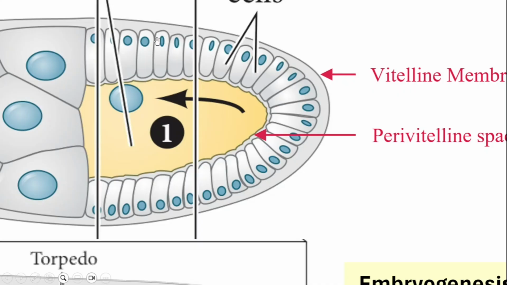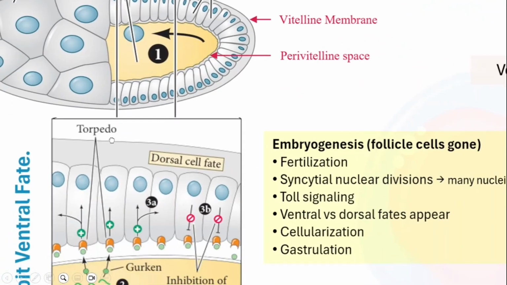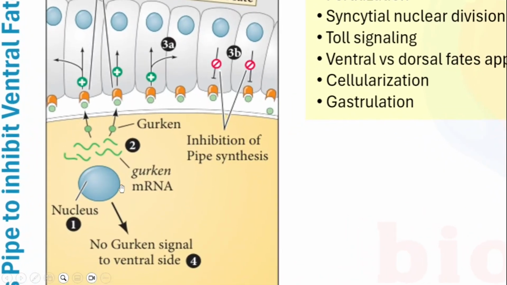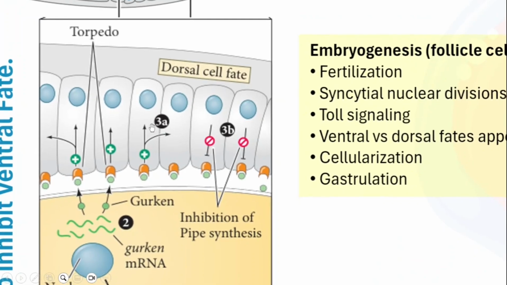Now these follicle cells will again express specific receptors, which are Torpedo receptors, and Gurken-Torpedo association will take place. As you can see, the nucleus is making Gurken mRNAs, and these mRNAs are translating into Gurken proteins, and these follicle cells are having specific Torpedo receptors for Gurken, and the interaction of Gurken proteins with Torpedo receptors will initiate a certain kind of signaling. There will be synthesis of a special protein.